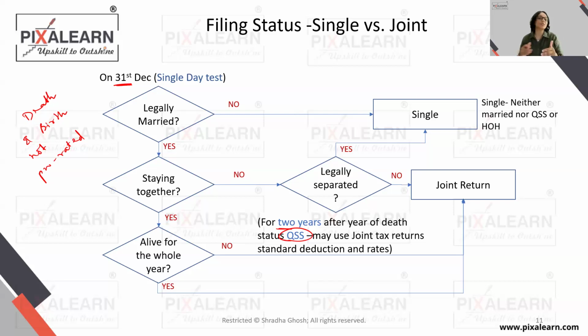And death, if the person has not remarried, then for the year of death you can still continue to have the maximum tax advantage by filing as married filing jointly. If you're married but legally separated, then you're going to file as single.